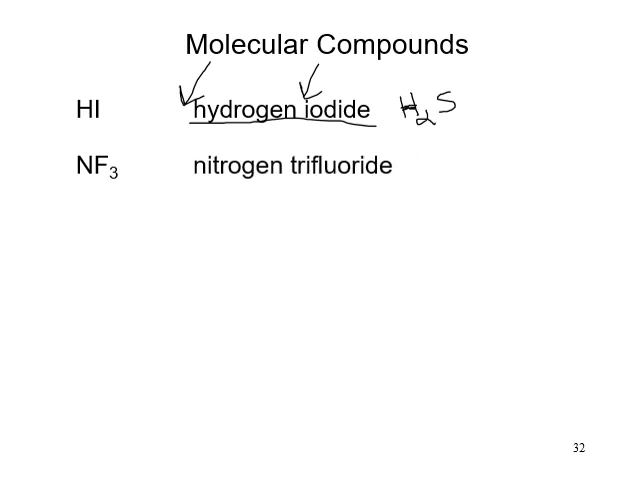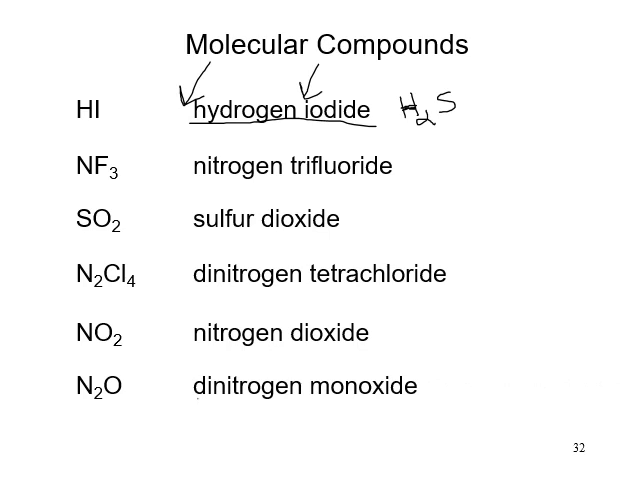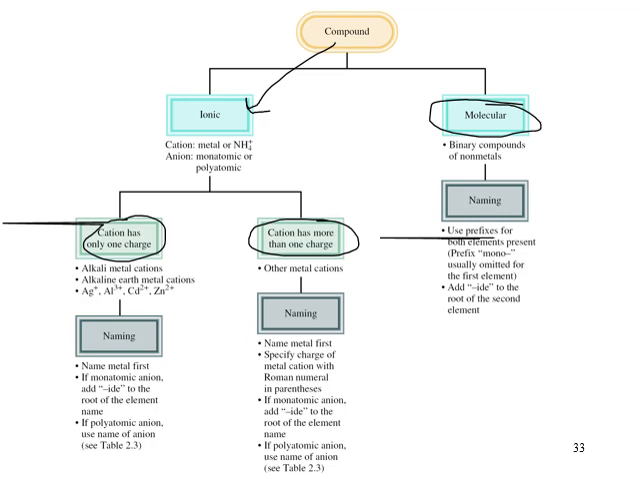This guy would be nitrogen trifluoride, sulfur dioxide, dinitrogen tetrachloride, nitrogen dioxide, and dinitrogen monoxide. So you can see the di shows up here and the mono over here. Now, going through a flow chart of what kind of compound it is: is it a metal or a non-metal? If you have a metal and a non-metal together, that's ionic. Then is it only one charge value, or can it have more than one charge value? That dictates how you name the compound. If it's molecular, you can use those prefixes, and that tells you how many of each are in your compound.